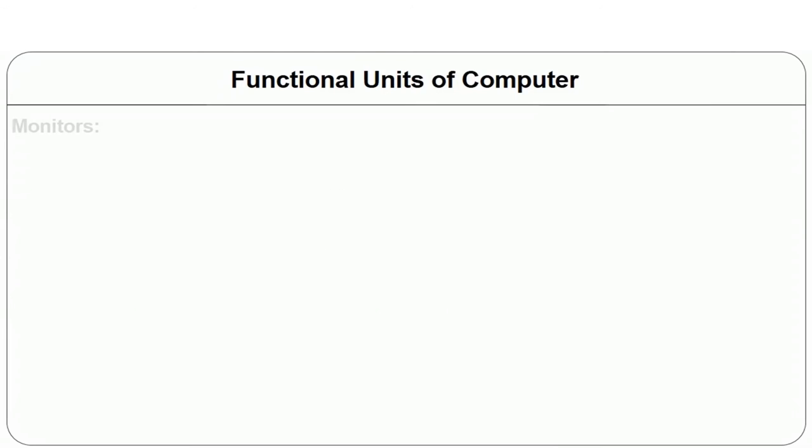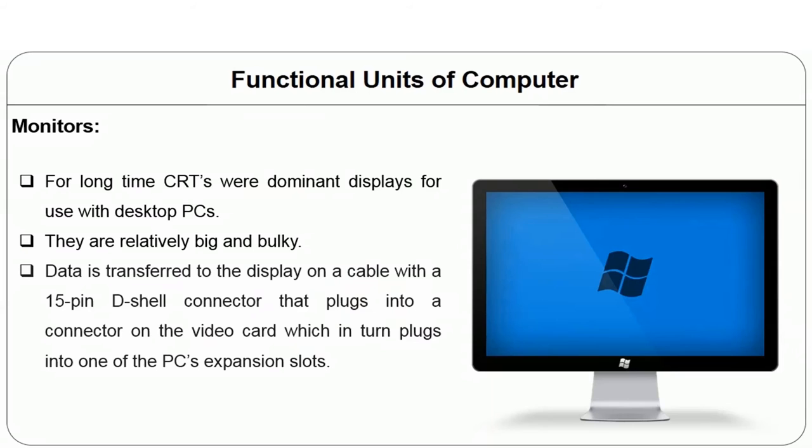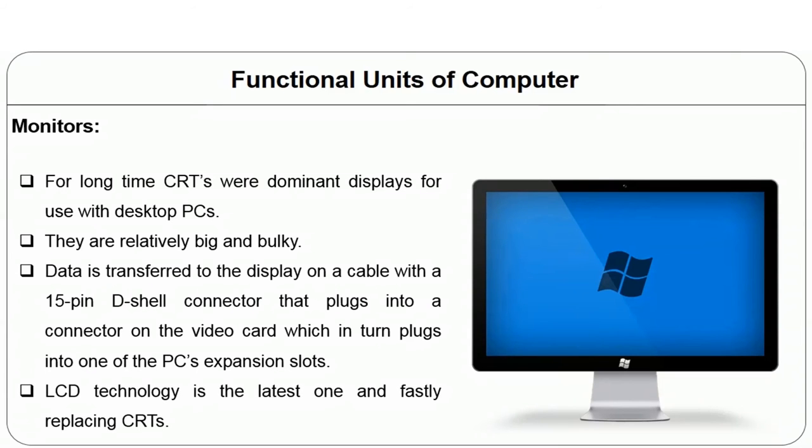Monitors. For a long time, CRTs were the dominant displays for use with desktop PCs. They are relatively big and bulky. Data is transferred to the display on a cable with a 15-pin D-shell connector that plugs into a connector on the video card, which in turn plugs into one of the PC's expansion slots. LCD technology is the latest one and is fast replacing CRTs.